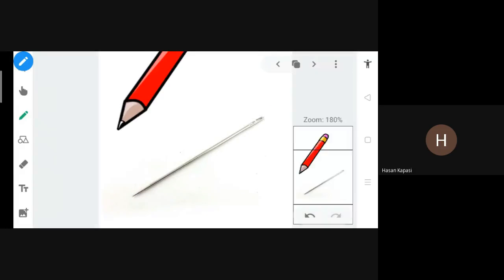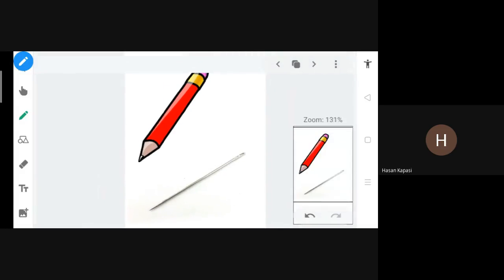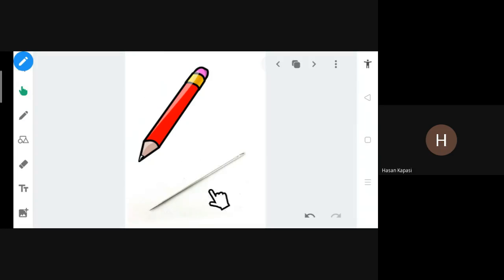Now you have to observe this one. We are starting the next topic. So you have to observe both the objects. First one is the pencil. Second one is the needle. You have to observe both and tell me what is common in both. Something is common. You can take time, everyone, and then you can give the answer.